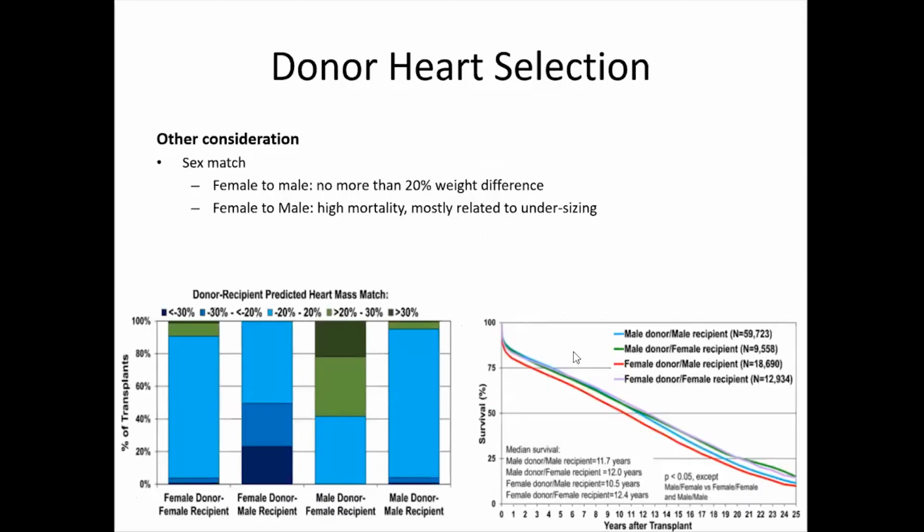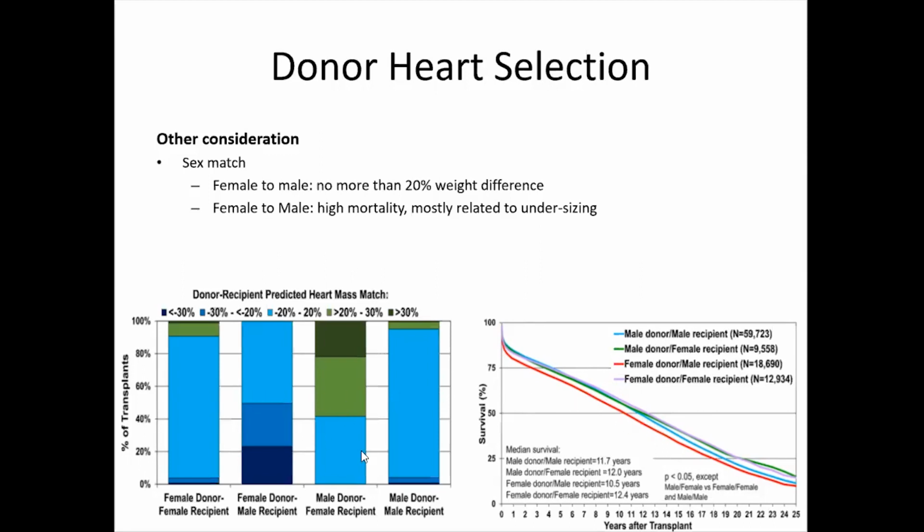The next thing we consider is the sex match. So how do we do with female to male, male to male? The general rule is that male to male and female to female are obviously accepted. Male to female is acceptable. When it comes to female to male, we have to be really careful because usually the female heart mass is lower than the male. And if you see, there's a separation here from the red line with female to male; they do slightly worse.